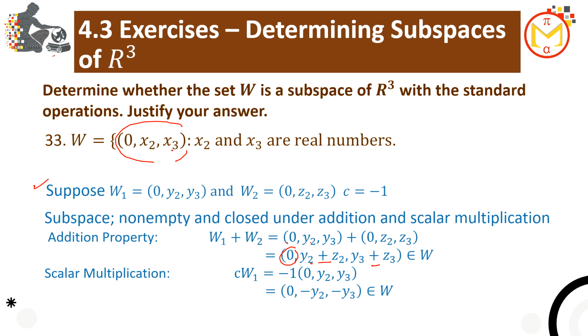When we do the scalar multiplication, of course, the first component will always be 0, and the last two components are still any value, any real numbers. So it can be negative, positive. It will not change the form, that the first element is 0 and the last two components are any real number. So it is closed under addition and scalar multiplication. So it is a subspace.